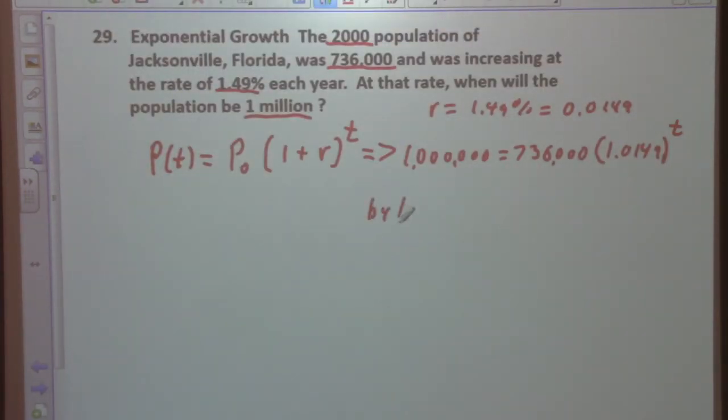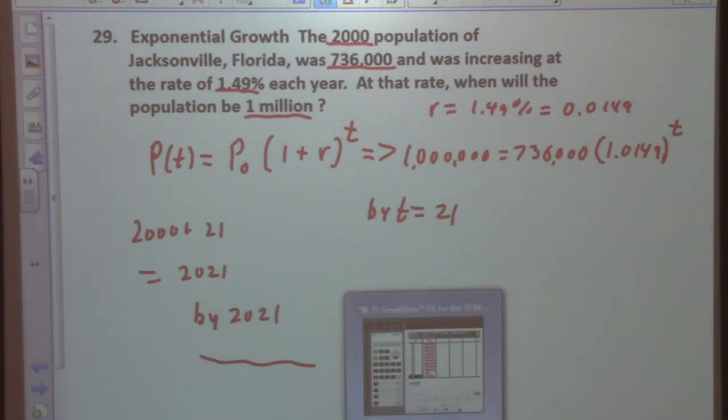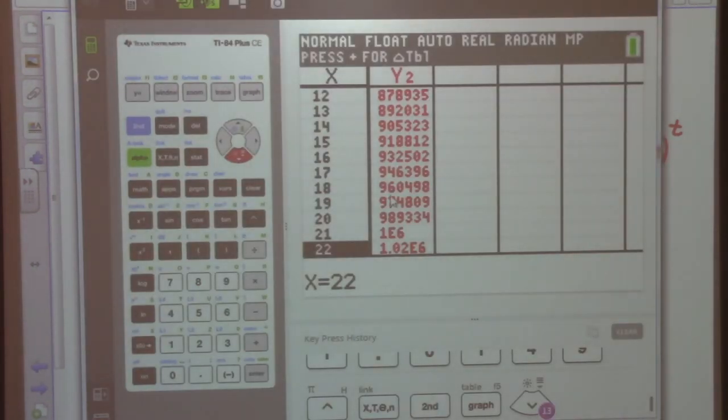by t equals 21. And so what year is that going to be? 2000 plus 21 equals 2021. So by 2021. I want to show you a couple other ways to solve it, and for the purposes of accuracy, this is plenty accurate. But I want to show you something else you can do with this to get more precision.